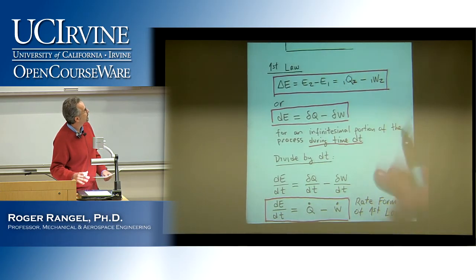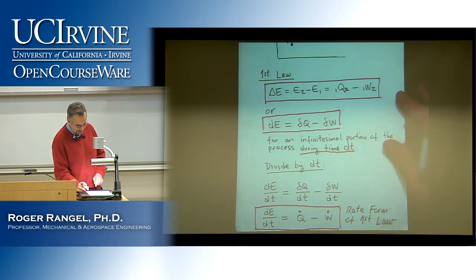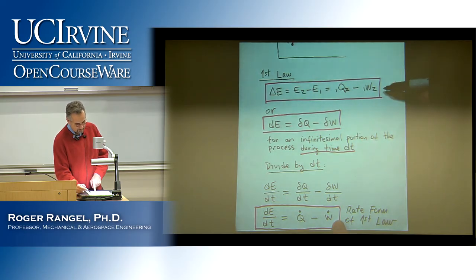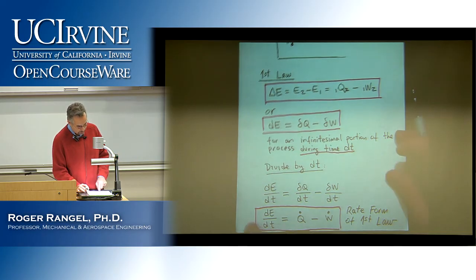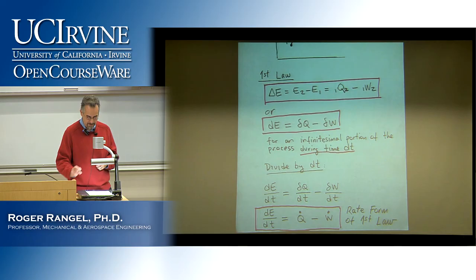And you should be familiar with all three. You should be able to, depending on the problem that you're solving, use at least the first and the last one. This is sort of an intermediate step right here. The global form for total change from beginning to end, or the rate form, which is valid at an instant in time if you're actually interested in measuring rates.